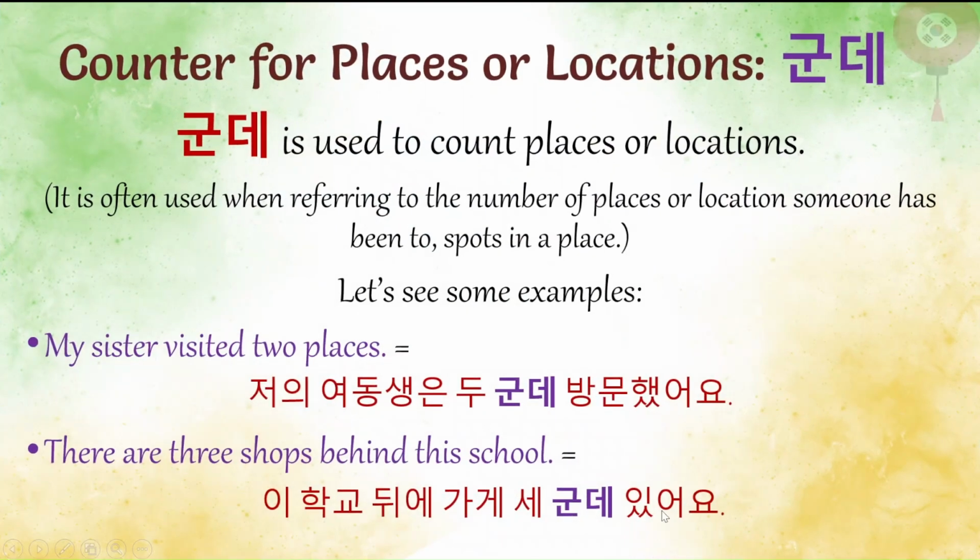Next counter word is the counter for places or locations. And that is 군데. So 군데 is used to count places or locations. It is often used when referring to the number of places or locations someone has been to, or the spots in a place. If you want to indicate the number of spots in a place, or the number of places that you have been to, then you use the counter 군데 for that purpose. Let's look at the example sentences.